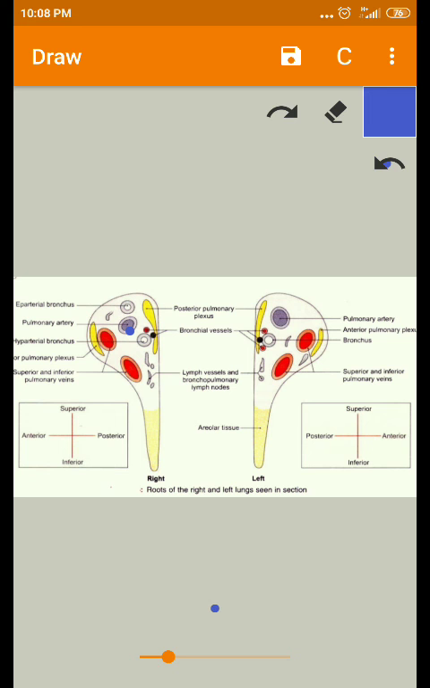Now the relations of the root. You already studied these relations in the previous sections: the anterior, posterior, superior and inferior relations for both the right and left sides. The same relations you can mention here. How these structures are arranged inside is very important, so you can go through this for a quick review. Thank you.